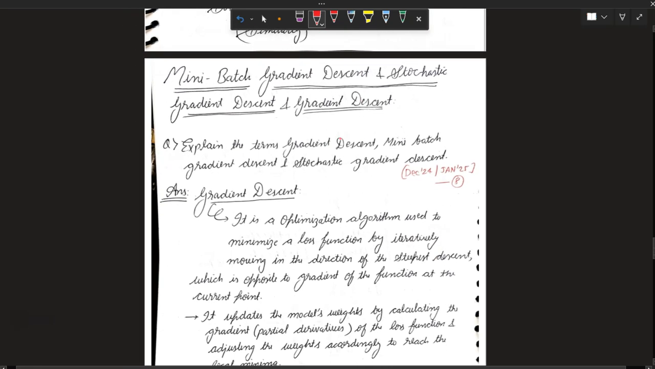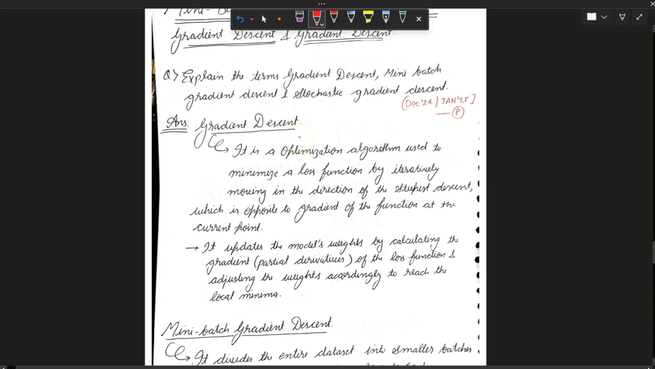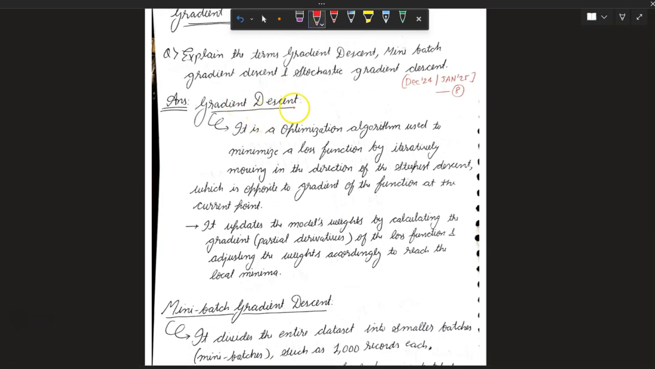Next is the theoretical concept: gradient descent, mini batch gradient descent and stochastic gradient descent. Explain these terms. These are all previous year questions. Gradient descent is the optimization algorithm used to minimize a loss function by iteratively moving in the direction of steepest descent, which is opposite to the gradient of the function at the current point. So it's an optimization algorithm used to minimize the loss function, by iteratively moving, like performing iteration 1, iteration 2, and seeing for values that are closer to the given value.